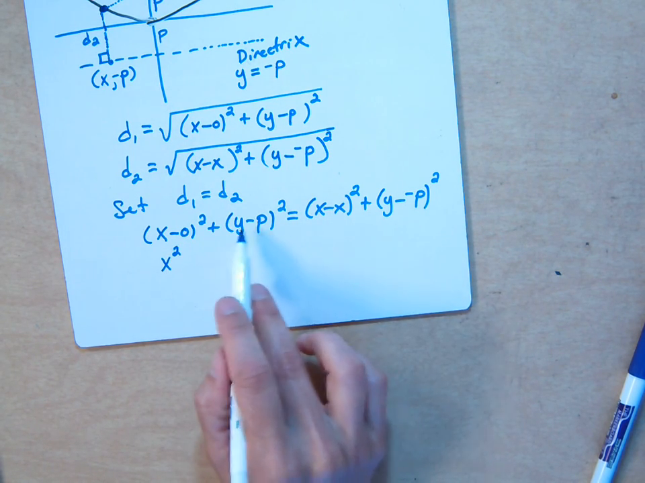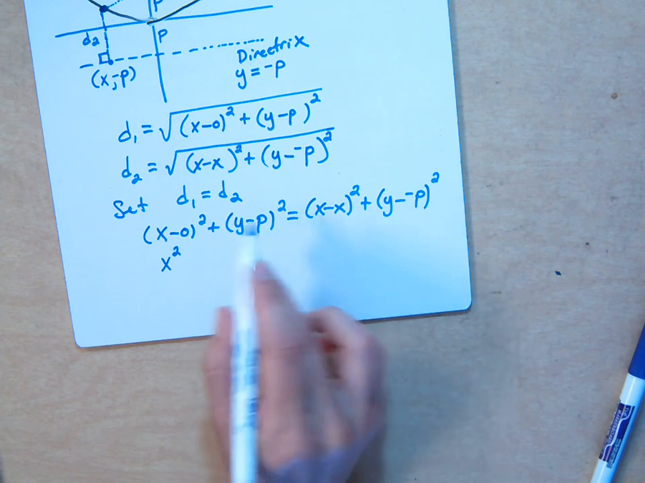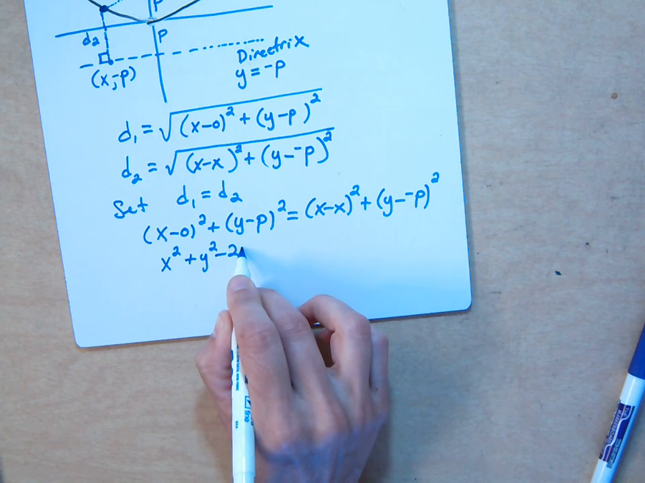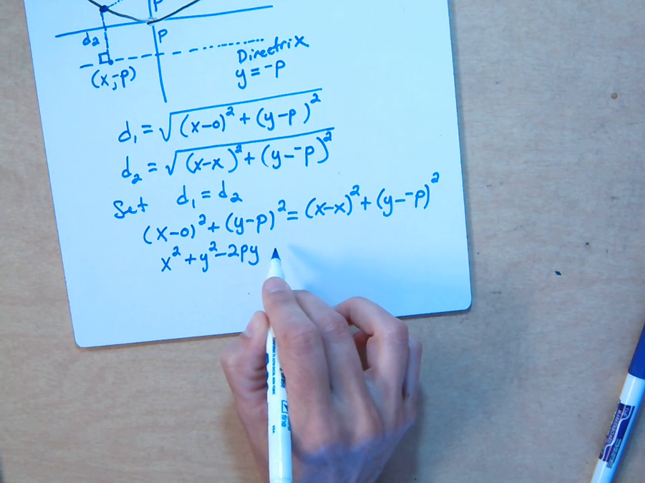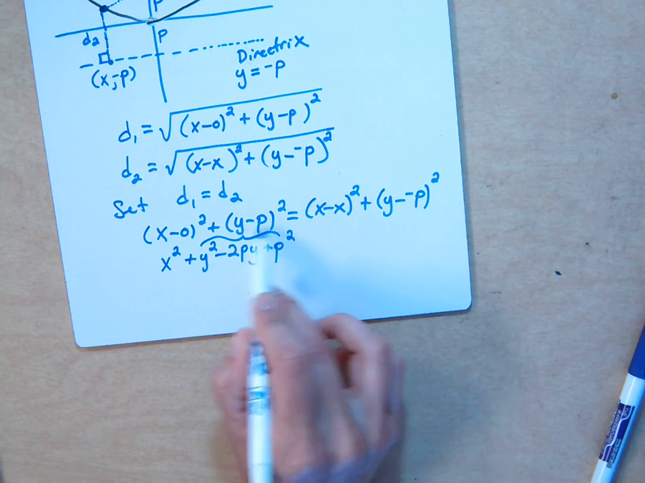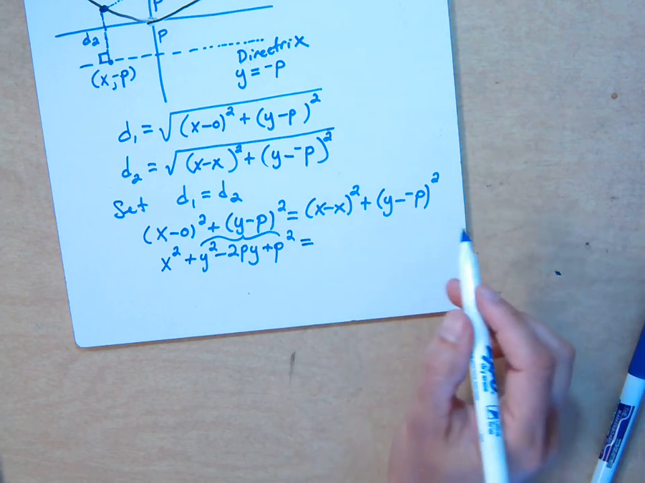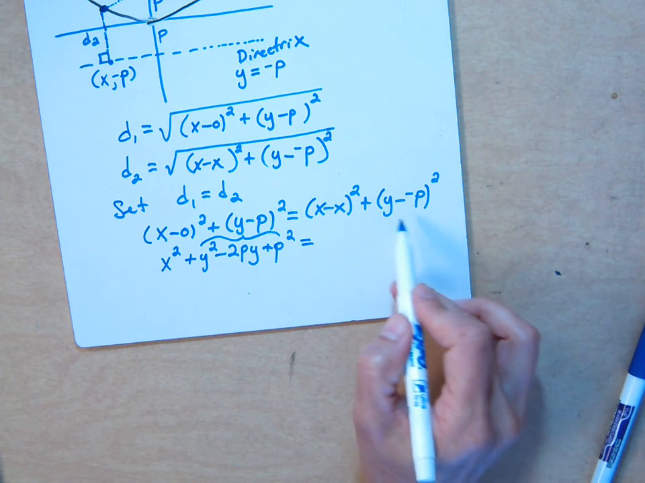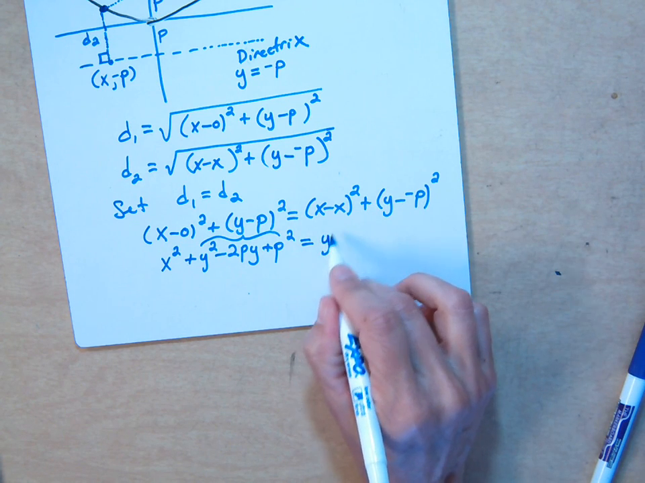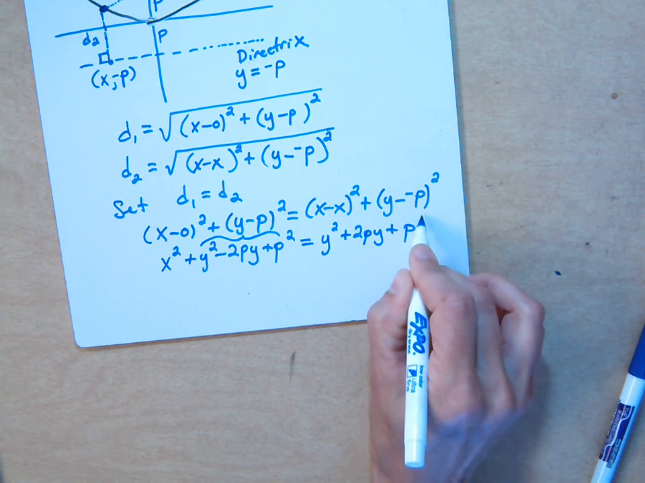This, we're going to FOIL it out. Just do y minus p times y minus p. And so you would get y squared minus 2py plus p squared. So if you FOIL this, you would get this, if you just distribute twice, equals. This goes away. And this, if we FOIL this out, it's y plus p times y plus p, you get y squared plus 2py plus p squared.